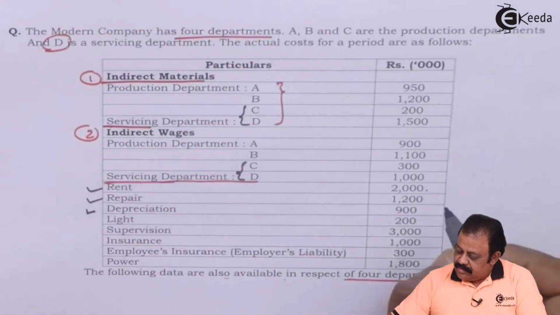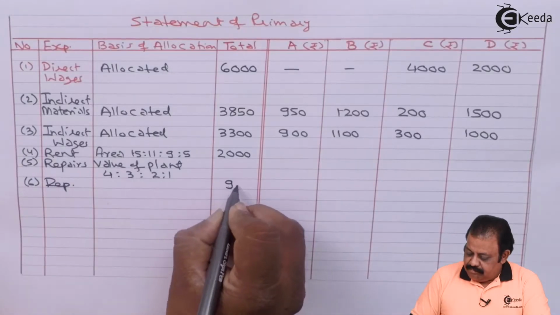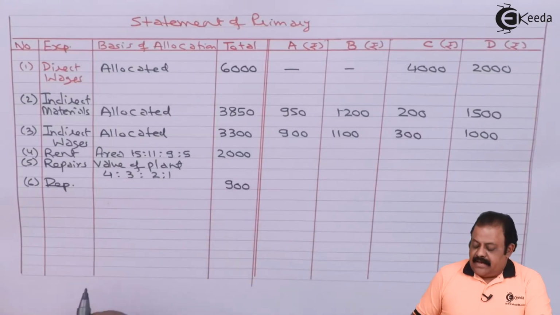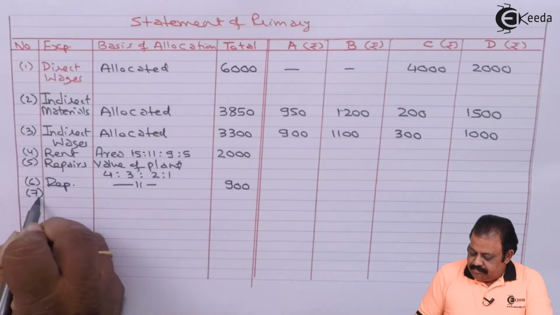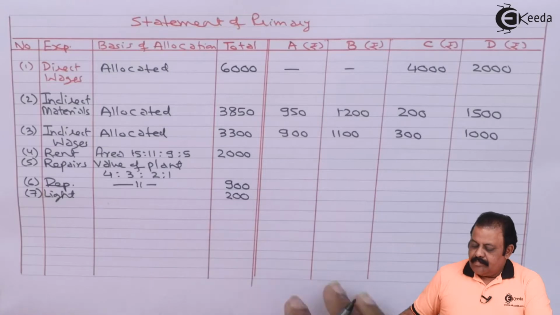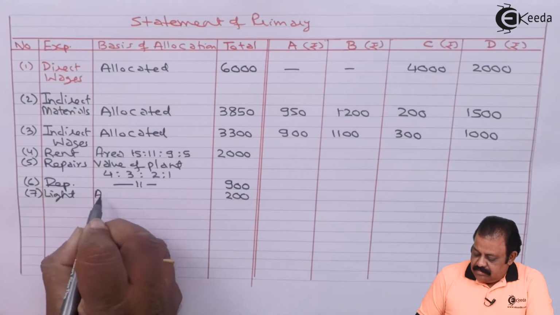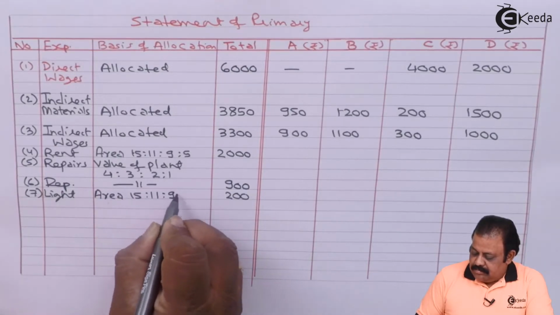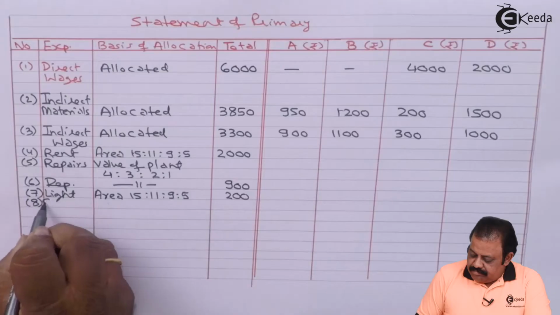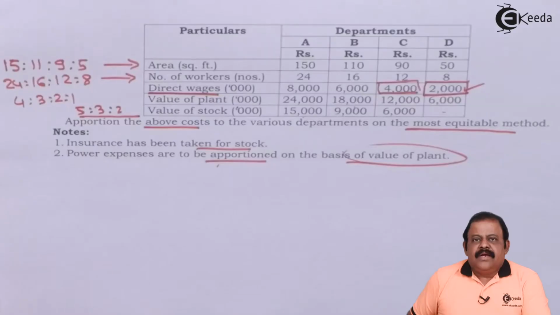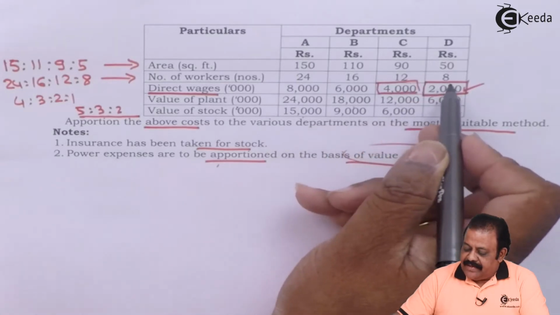Depreciation 900 will also be allocated based on value of plant. Lighting 200 will be divided on the area of the department. Supervision 3000 will be allocated on the number of workers: 24, 16, 12 and 8.